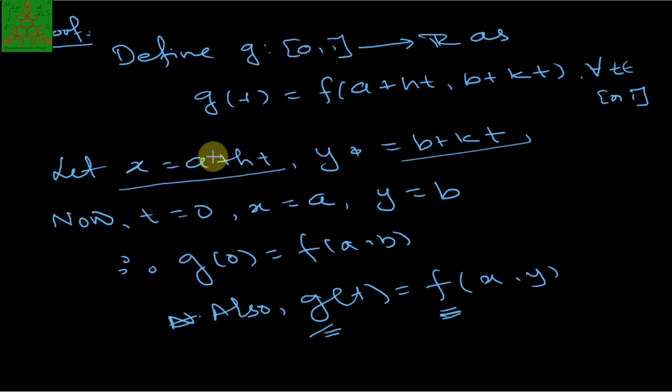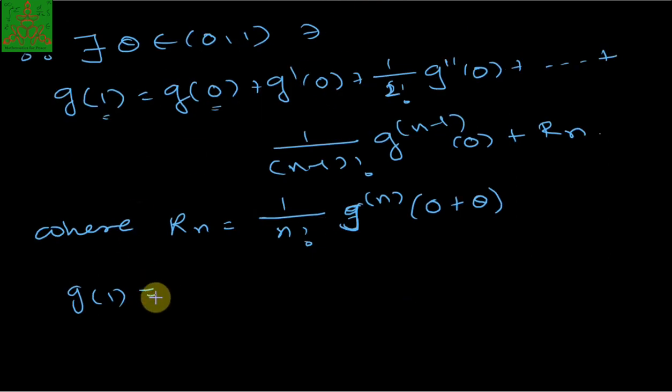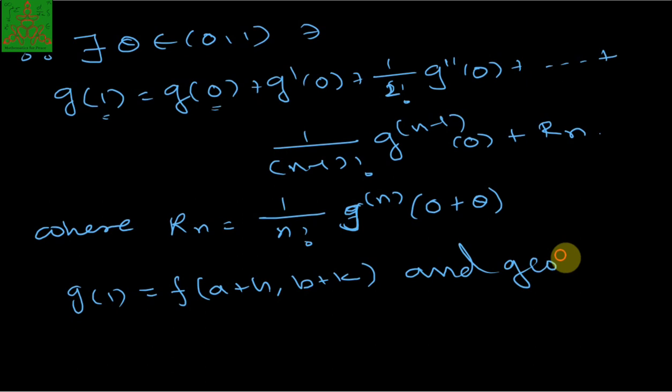You can just see this, that the value of t is 1, so that's why it is x plus h. So g(1) is nothing but f(a + h, b + k) that we got, and we have already concluded what g(0) is. g(0) is f(a, b) that we can have.